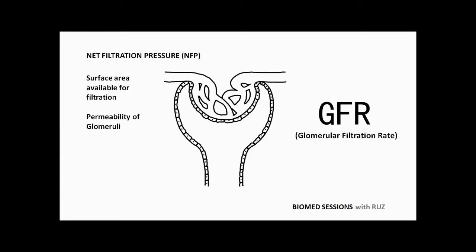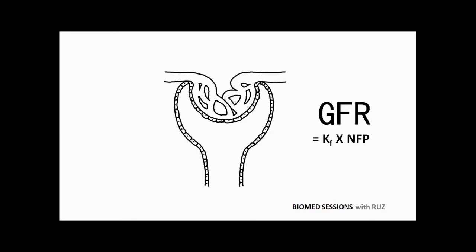In fact, GFR equals the product of surface area and permeability multiplied by NFP, which can be condensed to the filtration coefficient multiplied by NFP.